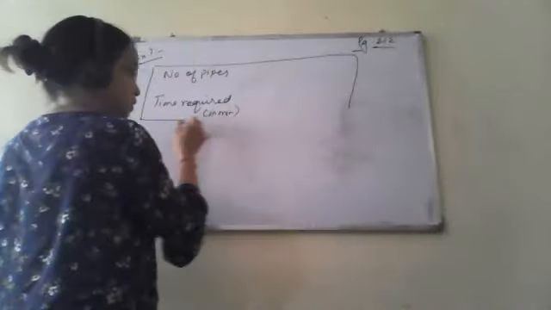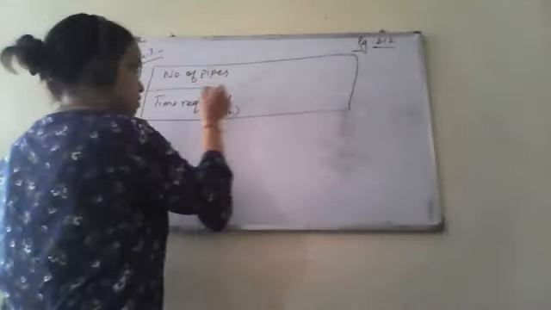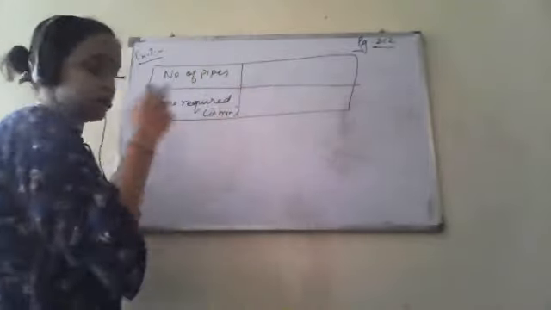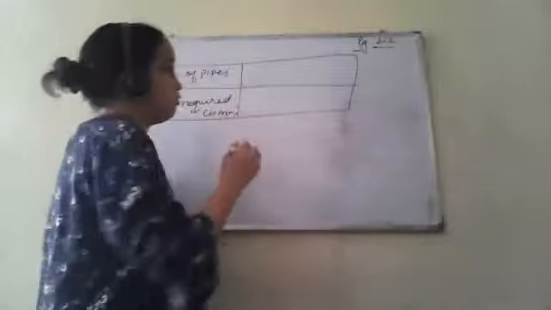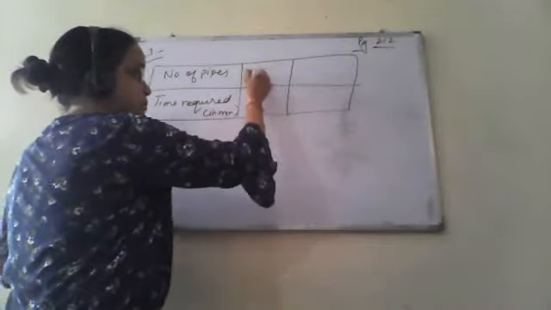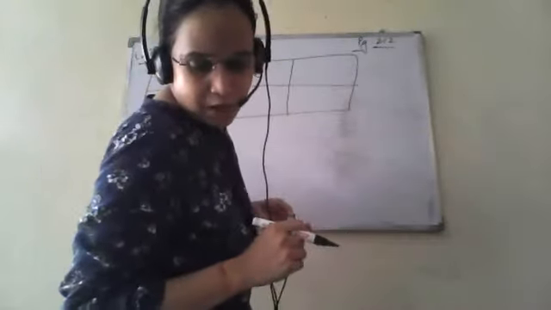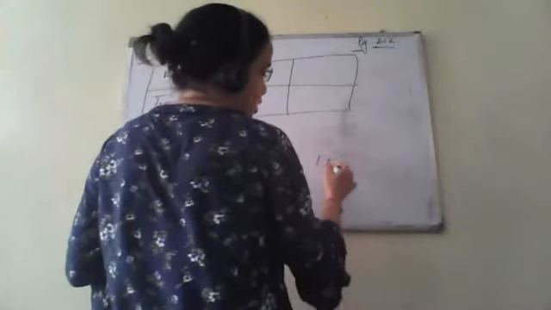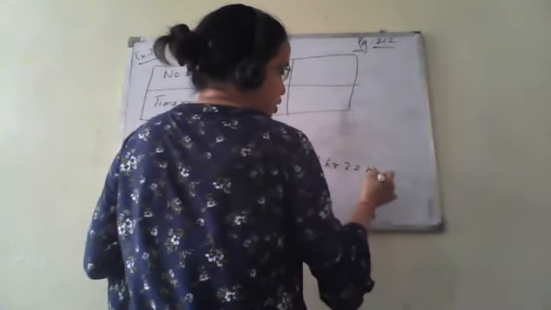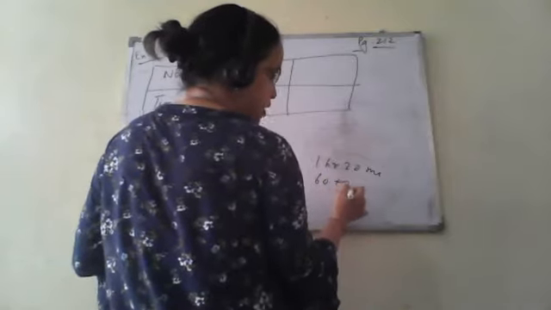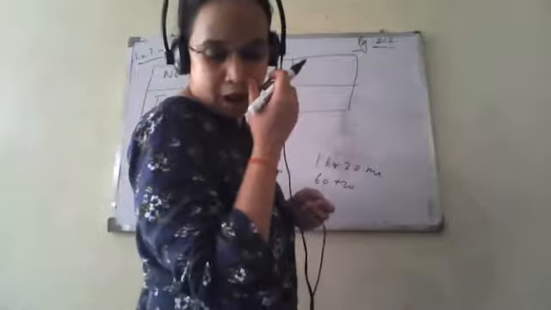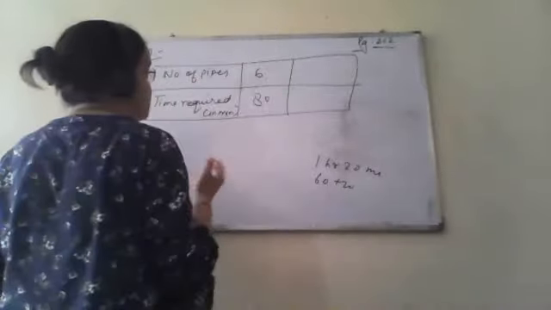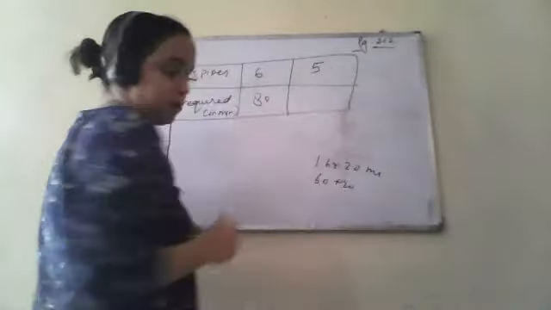So very simple. It is almost like direct variation, but we have to change things: in case of direct variation it was a ratio, and in this, the products are constant. Now in the first case, we have 6 pipes and the time was 1 hour 20 minutes. 1 hour 20 minutes equals 1 hour is 60 plus 20, that is 80 minutes. Time required is 80 minutes. Now we have to calculate how long it will take if only 5 pipes are working.